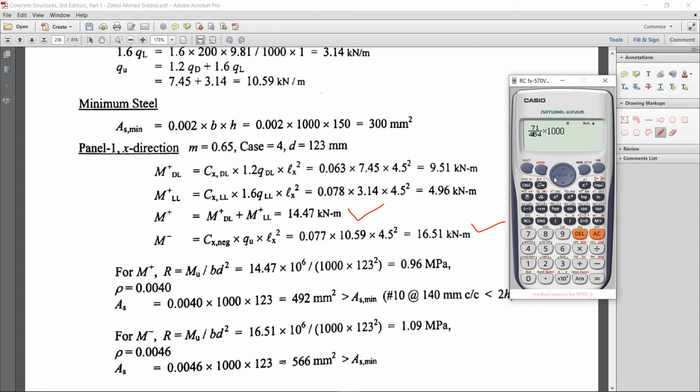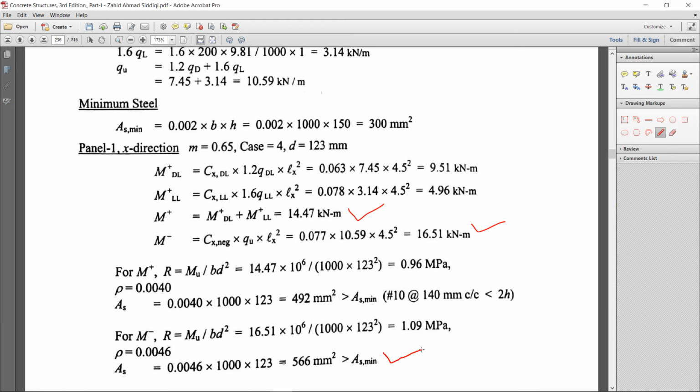Now we have calculated 555, so we can provide number 10 at 120 millimeter center to center. Again our area of steel is greater than AS minimum, and that is okay. So we have calculated the area of steel in the x direction for the positive moment and for the negative moment, here and here.